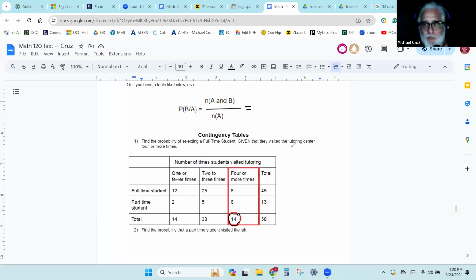So for this one, given they visited 4 or more times, that's going to be down in the denominator. And then what's the neat part? What I like about conditional probability is that the numerator is all the same no matter which way you do it. And there's your numerator. Four sevenths. It'd be nice to know what 4 sevenths is.